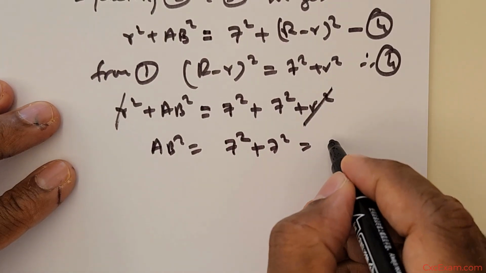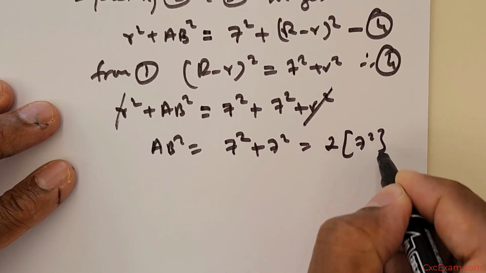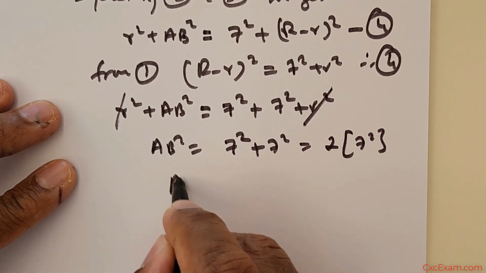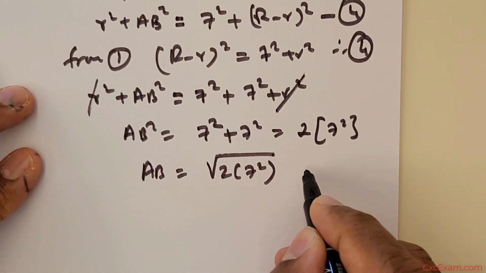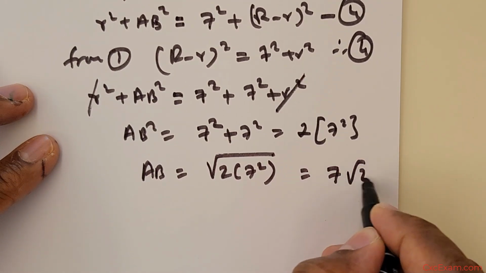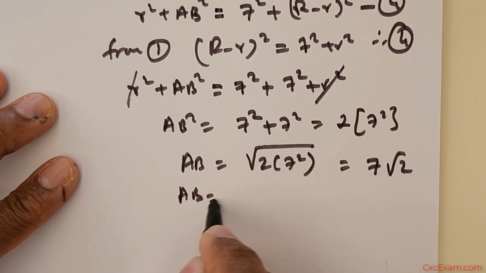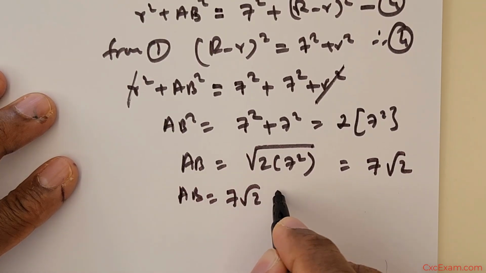What is that? That is 2 times 7 squared. We need the length of AB. AB is equal to root of 2 times 7 squared, which is equal to 7 times the root of 2. So AB is equal to 7 times the root of 2 units.